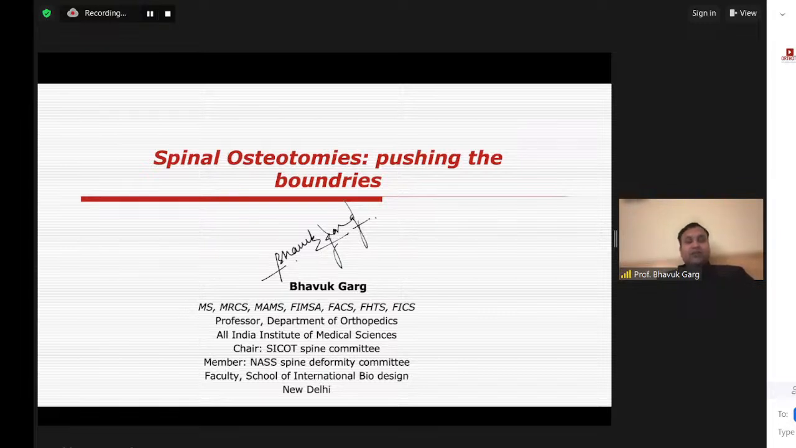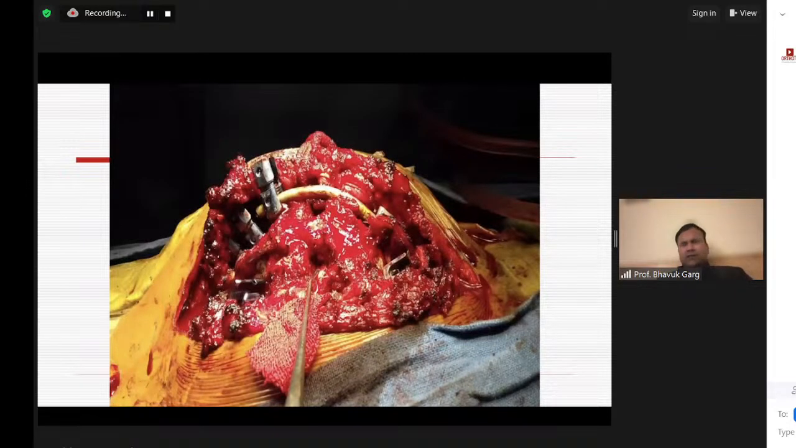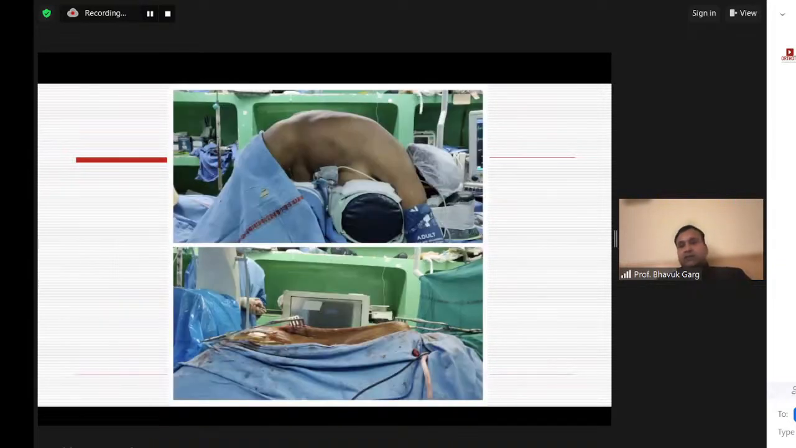So I will start my talk on spinal osteotomies, and how we are pushing the boundaries with the help of these osteotomies. These spinal osteotomies are actually a very powerful tool. And if employed properly, you can get drastic results with the help of these osteotomies.